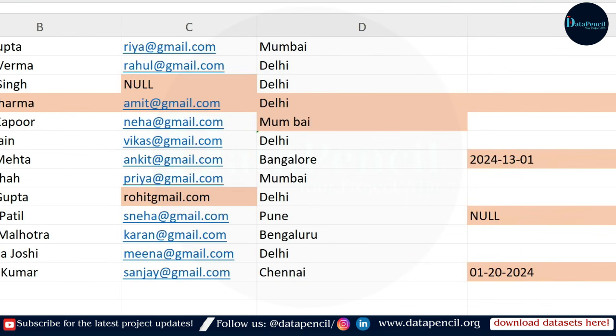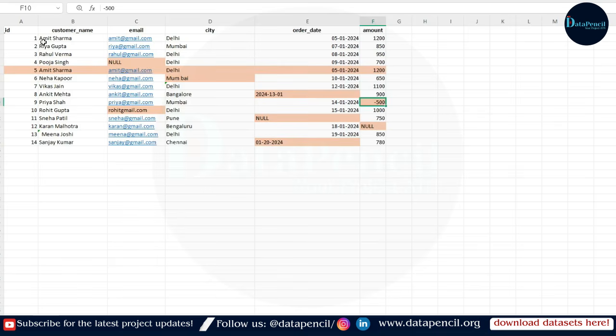After this, look at here. In the first row, it is Amit Sharma, right? The email is given, city is given, order date and amount are given. Then again in this sixth row, which is order ID 5, the customer name is again Amit Sharma, the email is the same, city is the same, order date is the same, amount is the same. So such values are called duplicate values. Okay, if there are any duplicate values, then how to deal with duplicacy, we will learn this too.